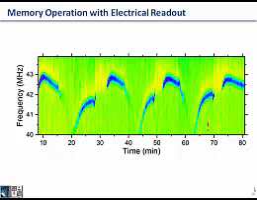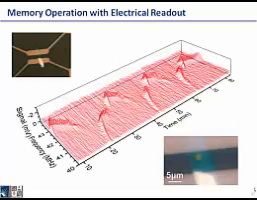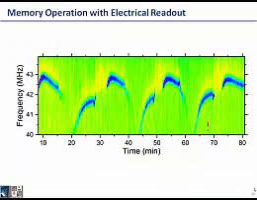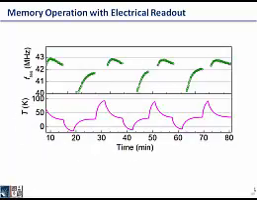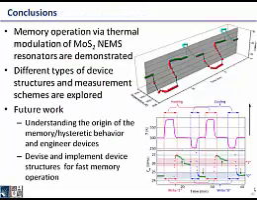And I turn the 3D plot here. I turn the signal amplitude into the color in this 2D color plot, and I extract the resonance frequency at every given moment and plot that together with the temperature profile, which I get from the temperature sensor, and found that it does switch between 2 states, back and forth, with a slightly smaller hysteresis. So in conclusion, we have demonstrated memory-like operation by thermal modulation in MoS2 NEMS resonators.